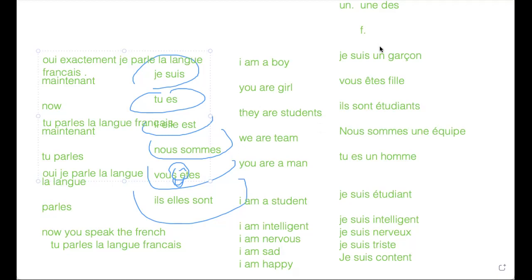If I say in English, you speak the language French. No, you speak the language French, add some question in your tone. Your tone has to create a question. Tu parles la langue française? Répète après moi. Tu parles la langue française? Oui, je parle la langue française.